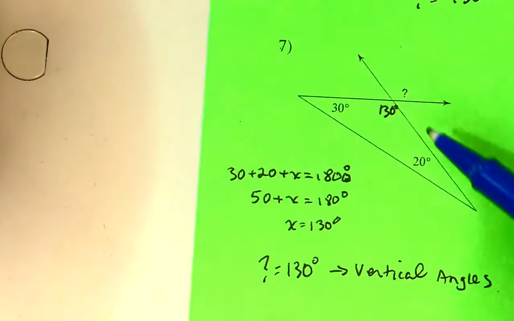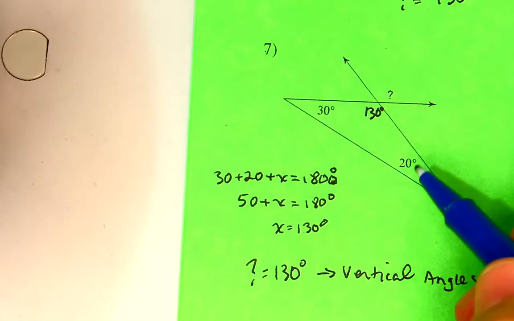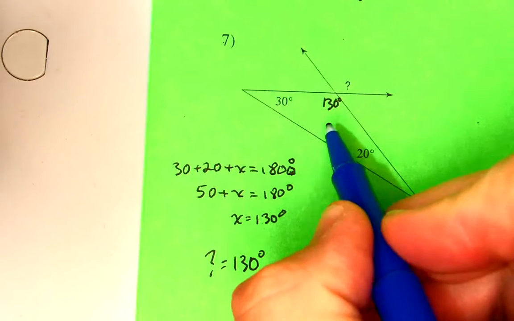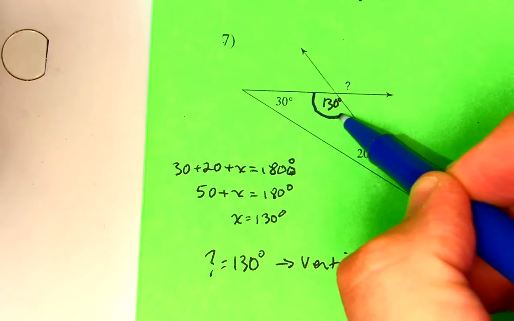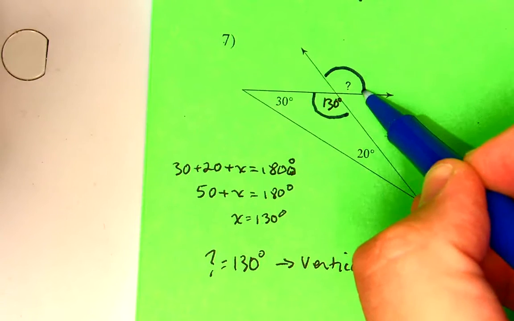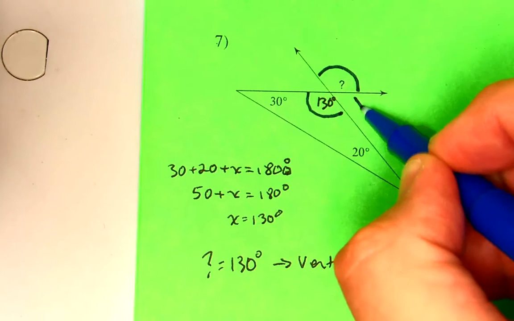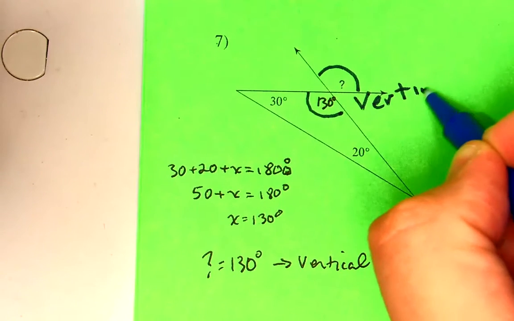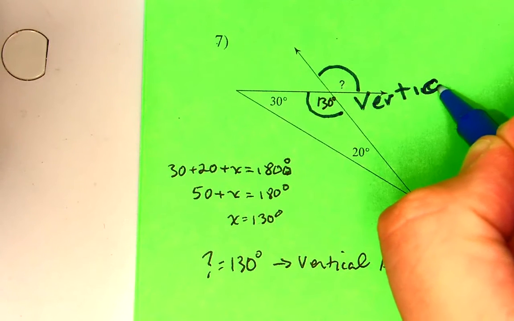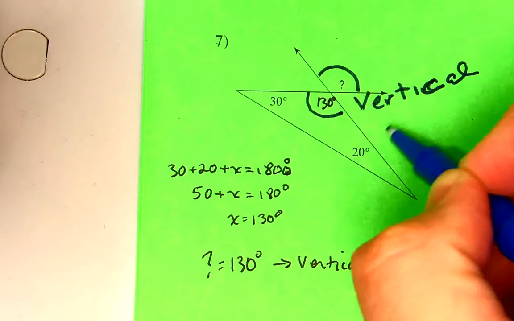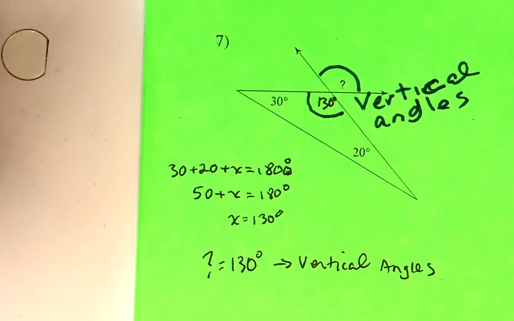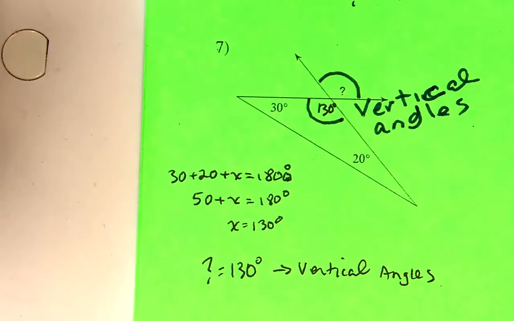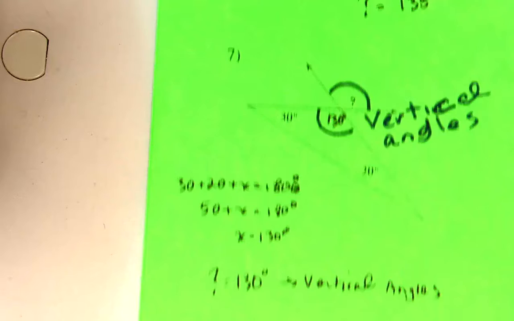Now, in number 7, if I want the question mark, I use the triangle sum theorem first to figure out what this angle is, because this angle is congruent to this angle because they are vertical angles. And so I set up my triangle sum theorem, and I'm good to go with that.